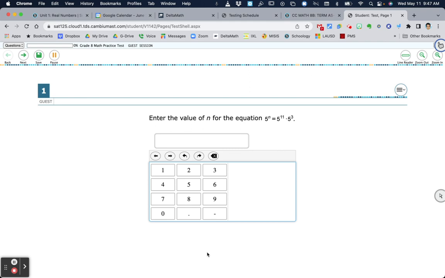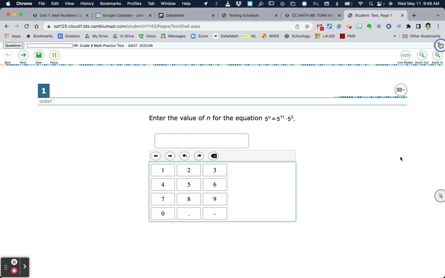Whenever you're doing these tests, you want to see which tools are available. You've got the navigation tools on the left, some zoom tools here upper right, and if I click on here, I see that I have a little notepad so I can take notes, mark for review, etc. Sometimes you'll get a calculator, I assume, but no calculator this time. So we want to answer this question.